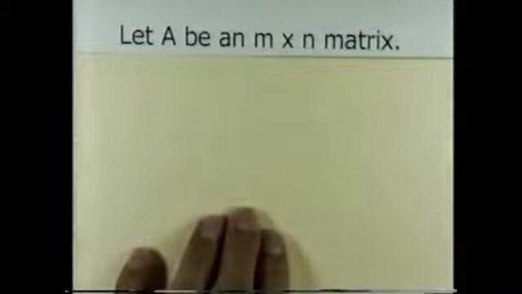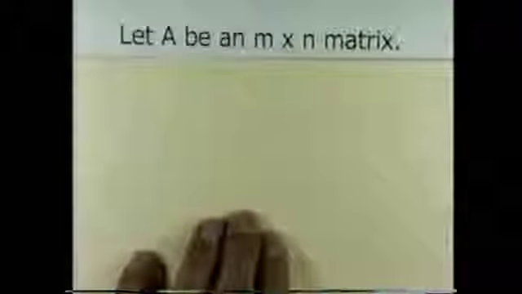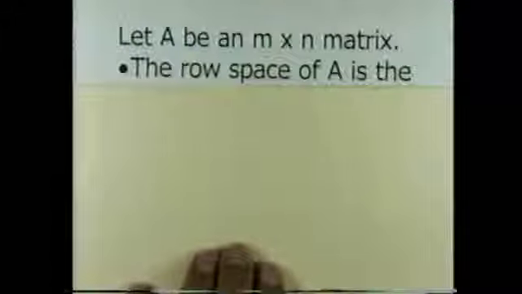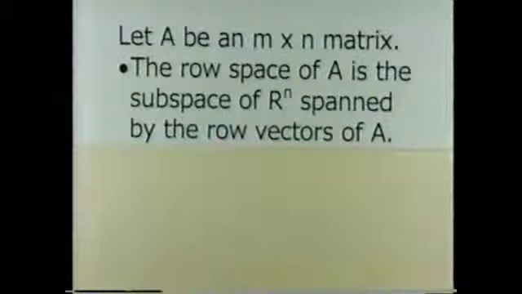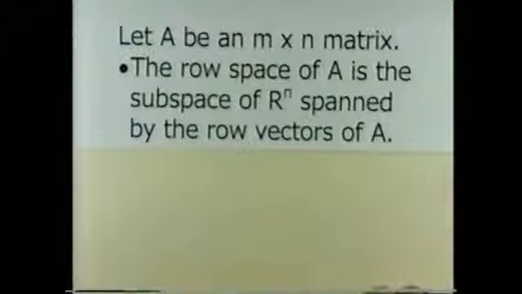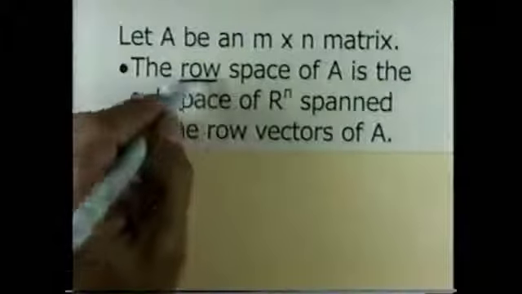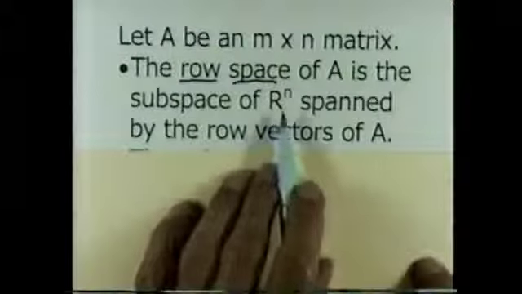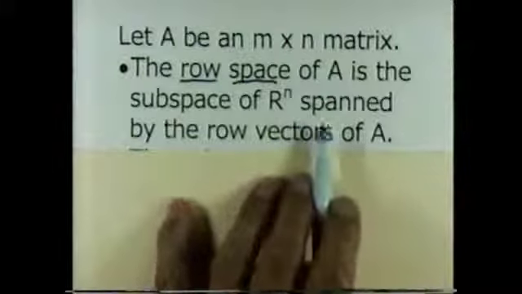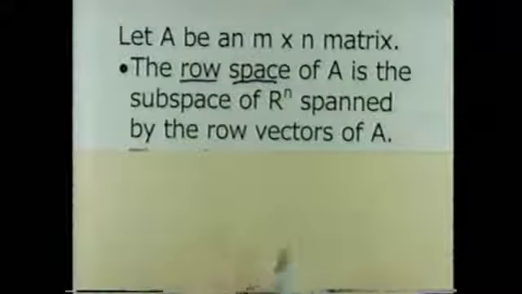Let A be an m by n matrix. The row space of A is the subspace of n-space spanned by the row vectors of A. So we're defining row space, and the row space of A is the subspace of n-space spanned by the row vectors of A.